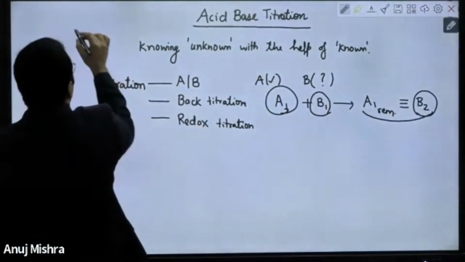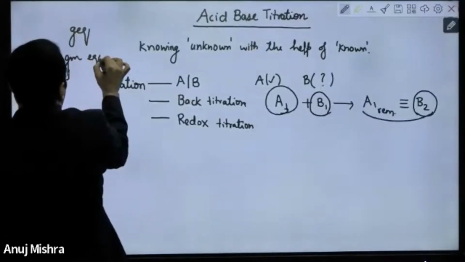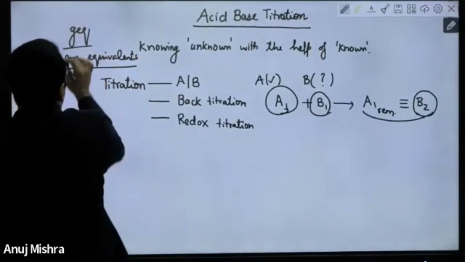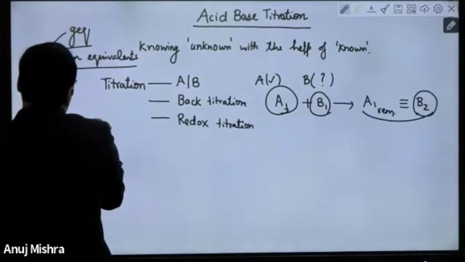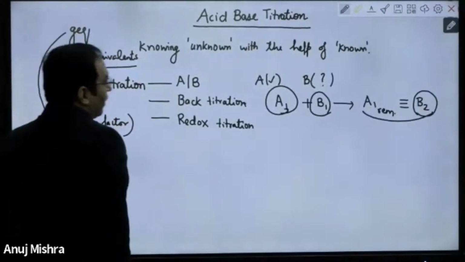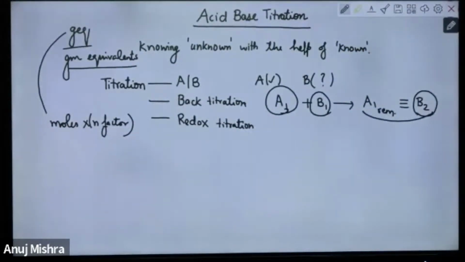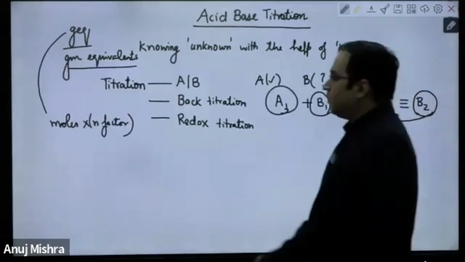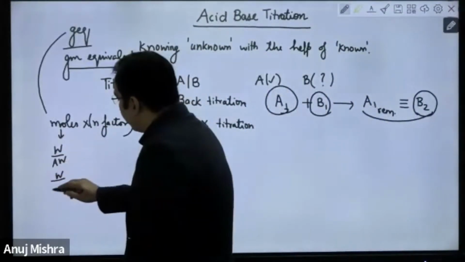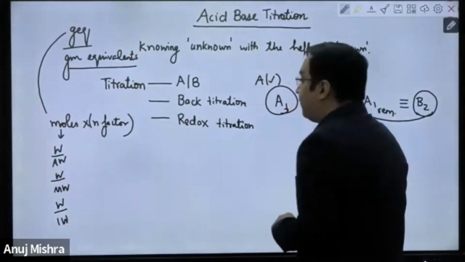So the titration part is governed by a term called gram equivalent. Please write down this word: gram equivalent. What is gram equivalent? Gram equivalent is defined as moles into n factor. Now do you know what moles is? Everybody knows about moles. Moles for any atom is weight by atomic weight, weight by molecular weight for a molecule, weight by ionic weight for ions.